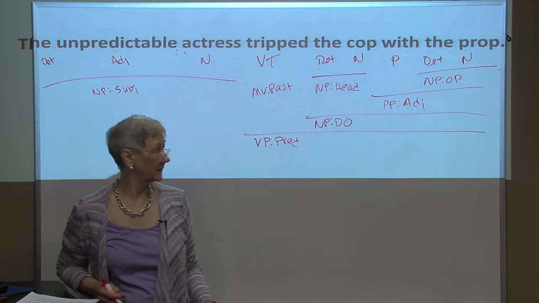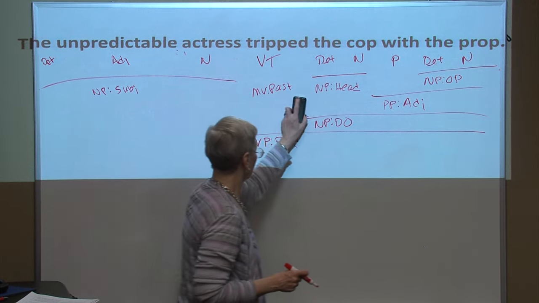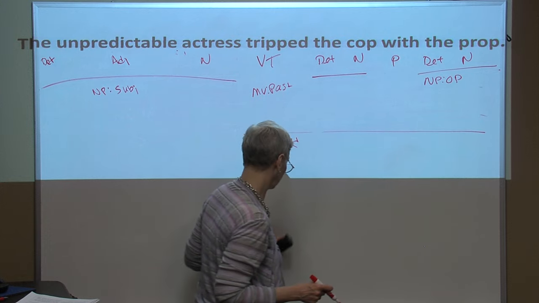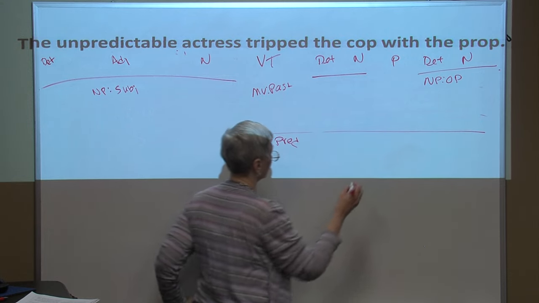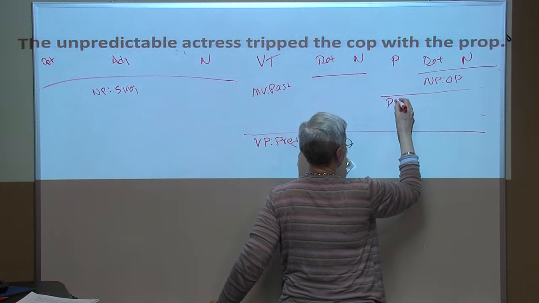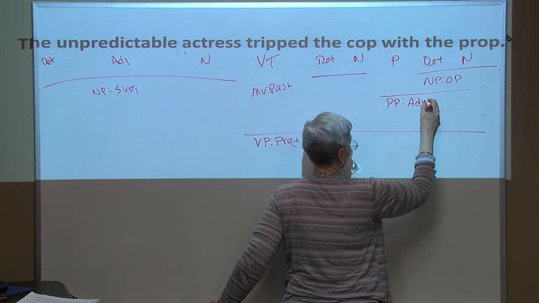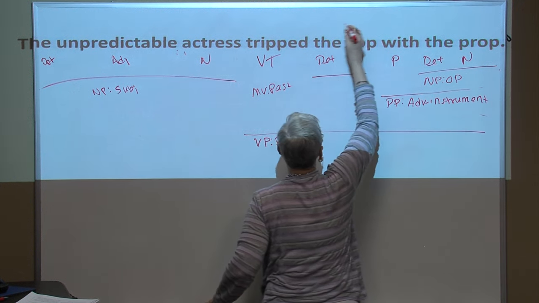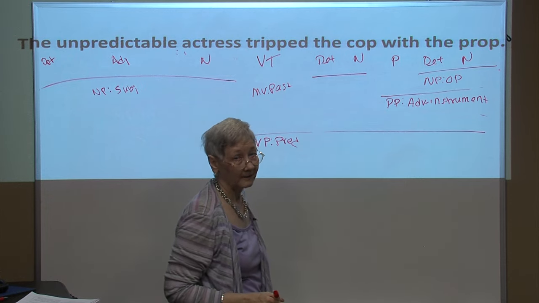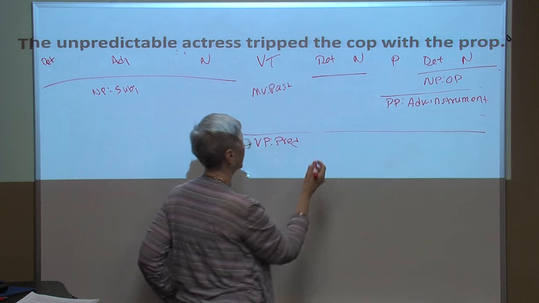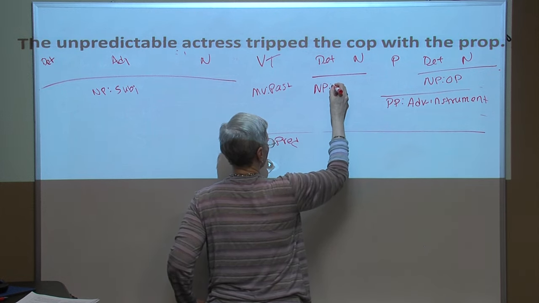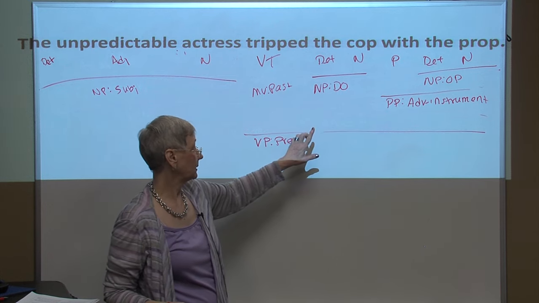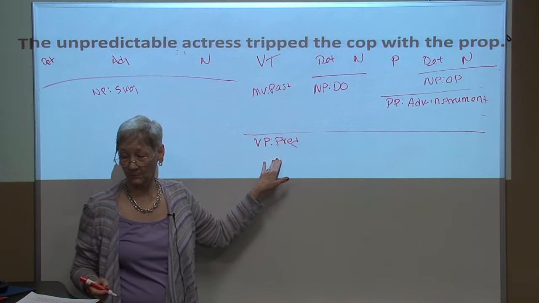But let's look again. Let's look at the relationship of the prepositional phrase to other constituents in the predicate. Okay, this time, with the prop is a prepositional phrase functioning as an adverb of instrument. And so it patterns with the verb tripped, not with the noun phrase cop. Now the cop is the noun phrase functioning as the direct object. And once again, we have three constituents forming the verb phrase functioning as the predicate.